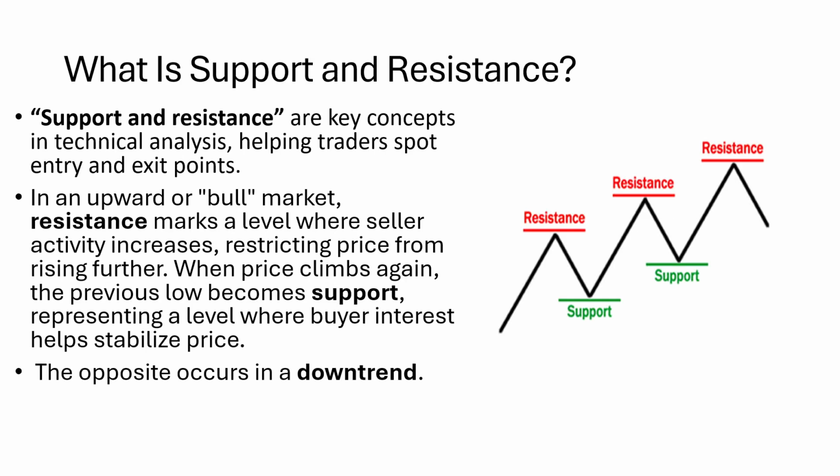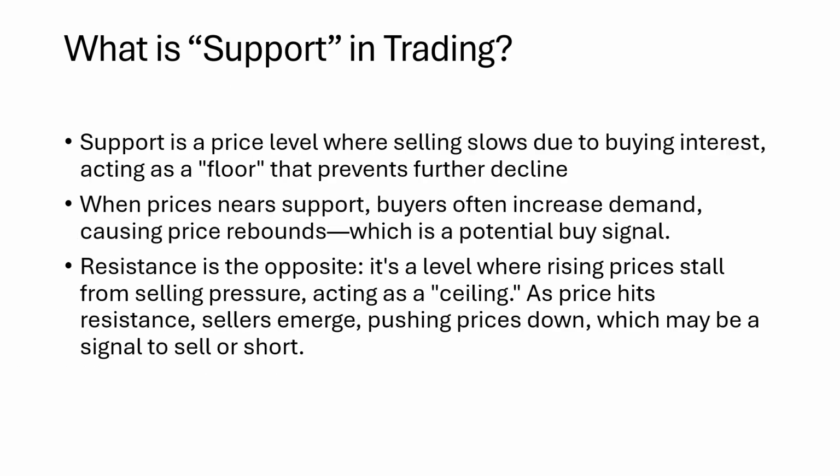Okay, so what is support and resistance? Support and resistance are key concepts in technical analysis, helping traders spot entry and exit points. In an upward or bull market, resistance marks a level where seller activity increases, restricting price from rising further. When price climbs again, the previous low becomes support, representing a level where buyer interest helps stabilize price. The opposite occurs in a downtrend.